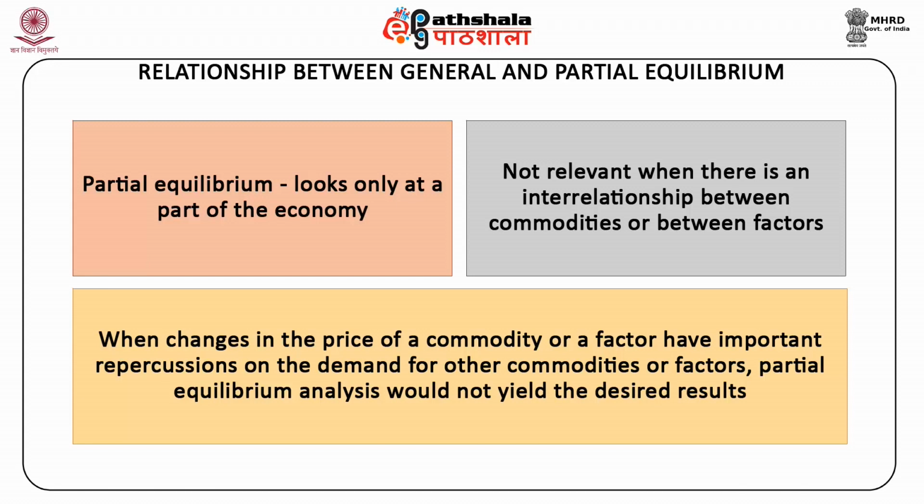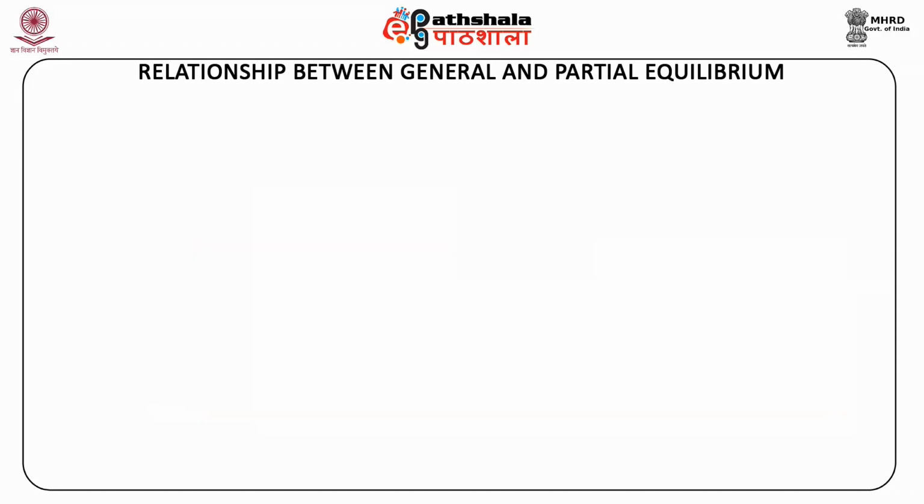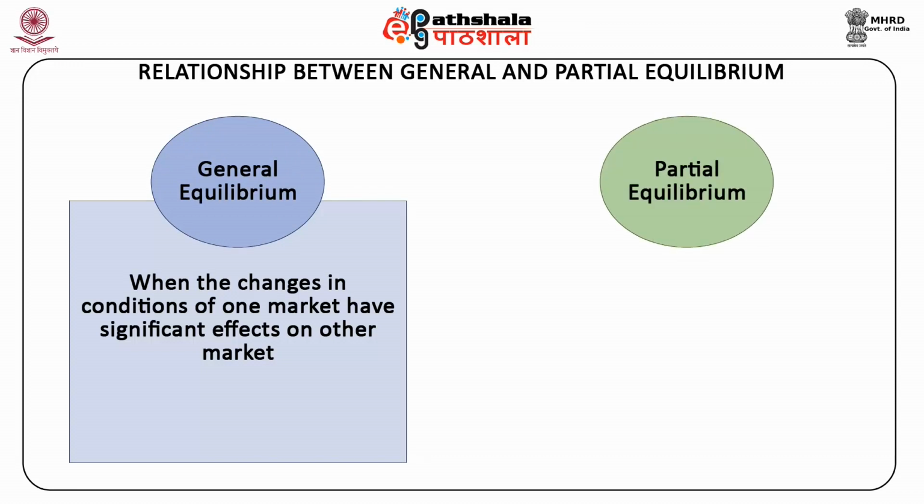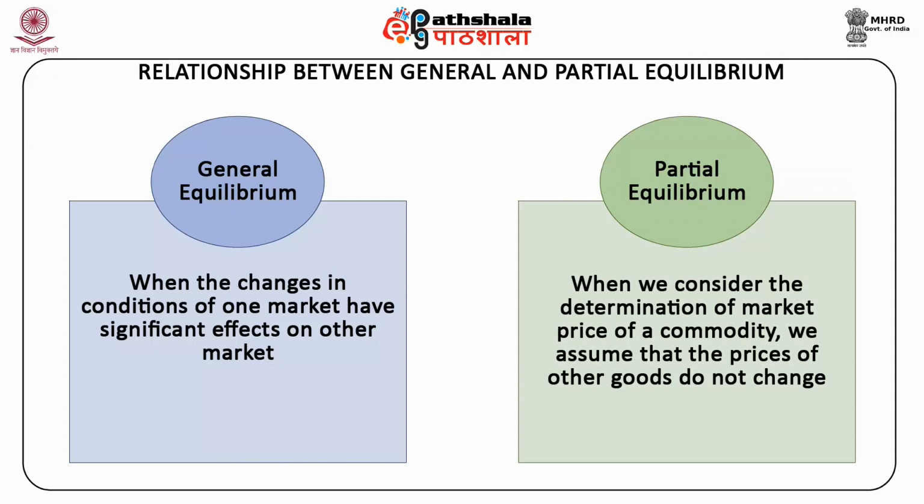Thus, when markets for various commodities and factors are interdependent, that is, when changes in the price of a commodity or a factor have important repercussions on the demand for other commodities or factors, partial equilibrium analysis would not yield the desired results. However, when the changes in conditions of one market have significant effects on other markets, general equilibrium analysis should be used. In partial equilibrium analysis, when we consider the determination of market price of a commodity, we assume that the prices of other goods do not change.